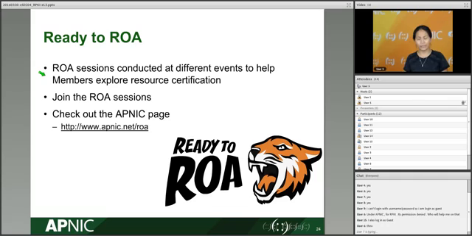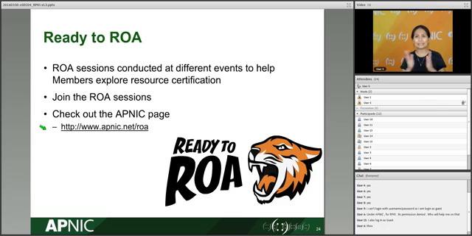So at APNIC, we have this program called Ready to ROA. You might see some of our staff when we're attending different conferences and events, maybe a NOG event. Some of us will be encouraging you to create your ROA. So we have set up different ROA sessions at these events so that you can, right at the event, explore resource certification, maybe on the spot create your ROA records if it's possible in your case. For more information about that, you can check apnic.net/ROA to learn more about it.